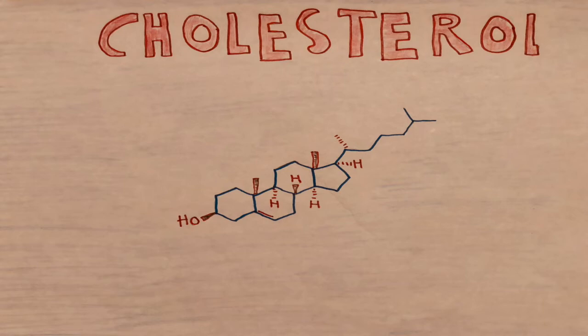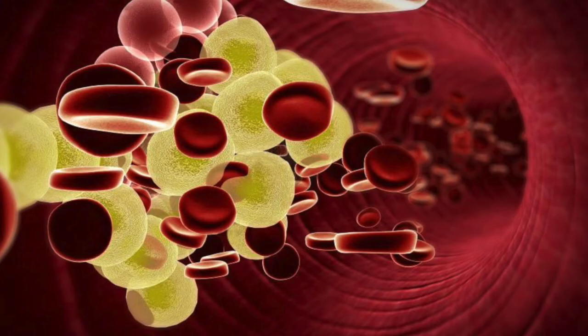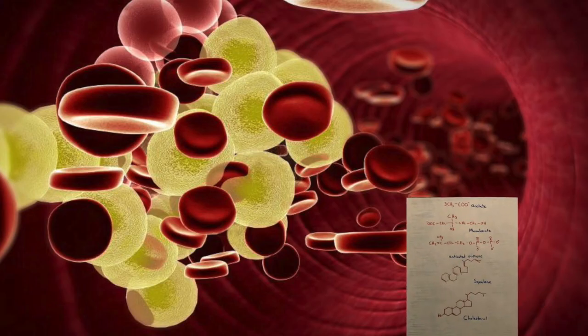The isoprene units that are the essential intermediates in the pathway from acetate to cholesterol are also precursors to many other lipids. Cholesterol, as we all know, is made from acetyl-CoA, but the assembly plan of cholesterol is quite different from that of long-chain fatty acids. The synthesis takes place in 4 stages, shown here.